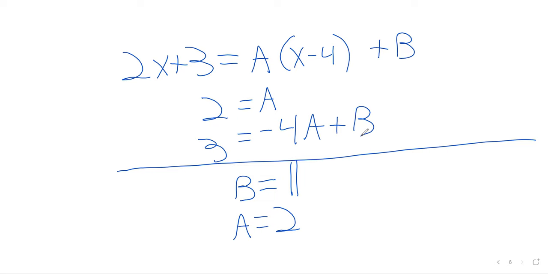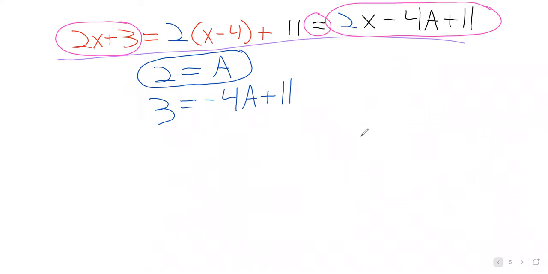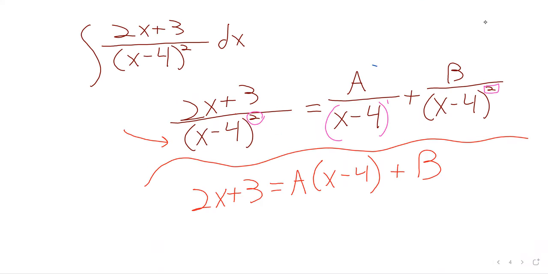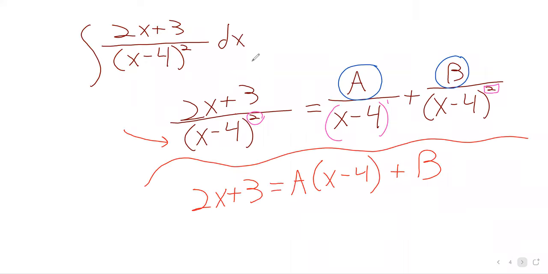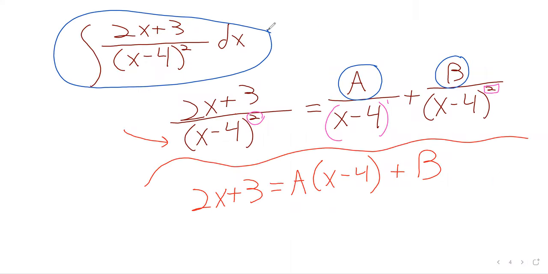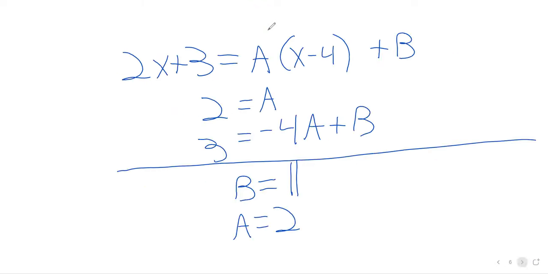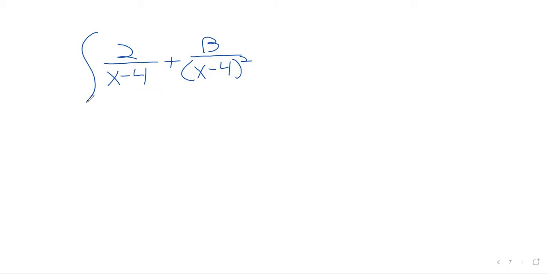So once we found A and B, A is 2, B is 11. Let me, this frame is already pretty cluttered. So 2 over x minus 4 plus B over x minus 4 squared. If we wanted to integrate this, which is our goal, well, we can now just integrate each of these terms separately.